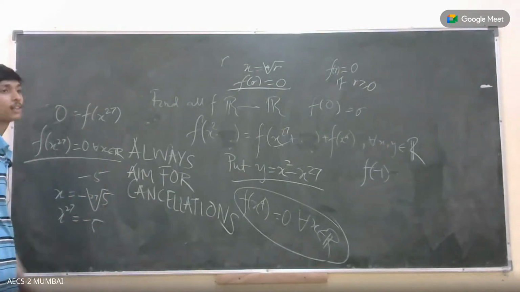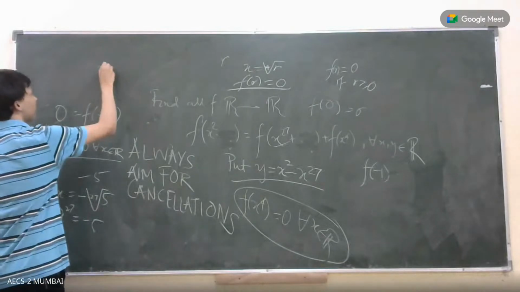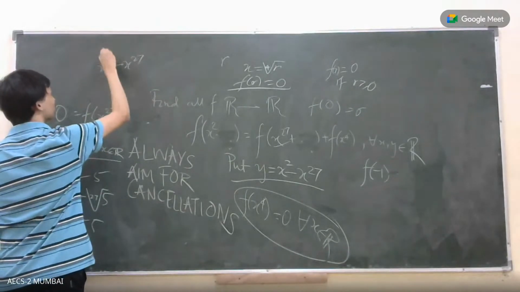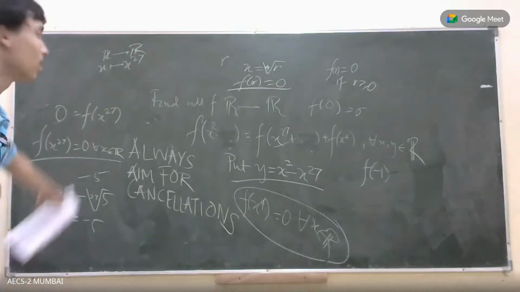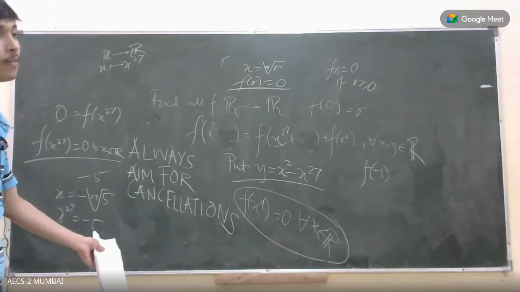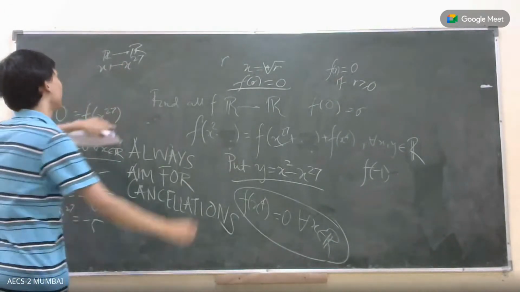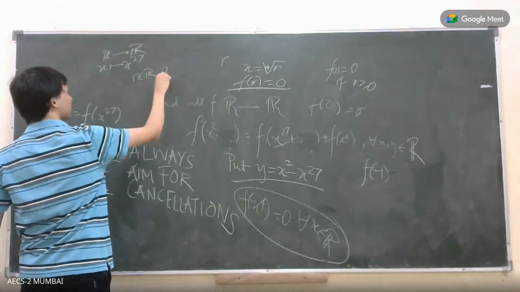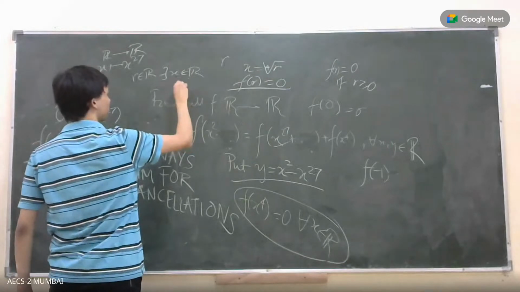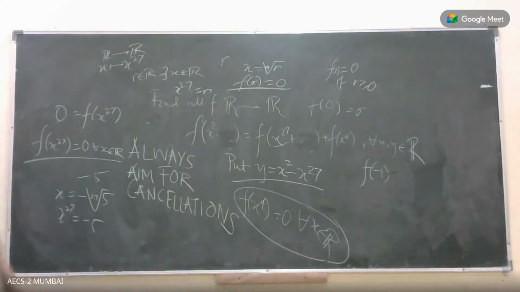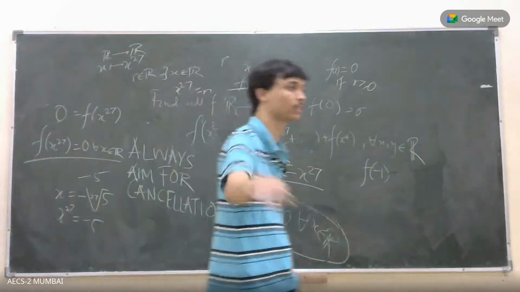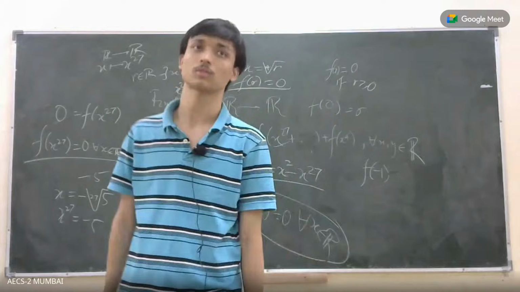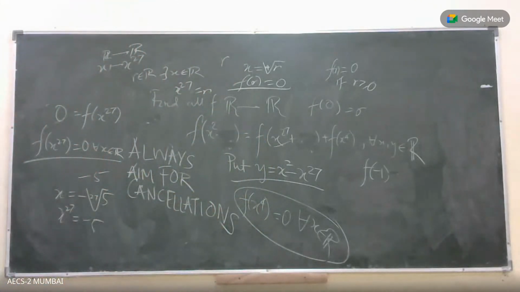Another fancier way of saying it is that x maps to x to the power 27 is bijective. Or rather, here we only need surjectivity. That is, for every real number r, there exists x in R such that x to the power 27 equals r. Then this is true even for negative ones. Which means that f(x) is identically 0. f(x) is the constant function zero. Was this example clear to all of you?